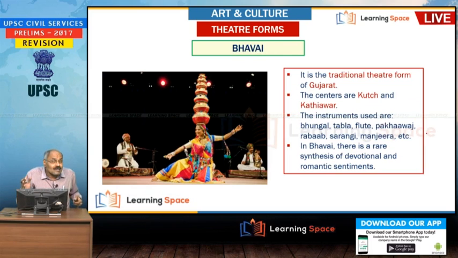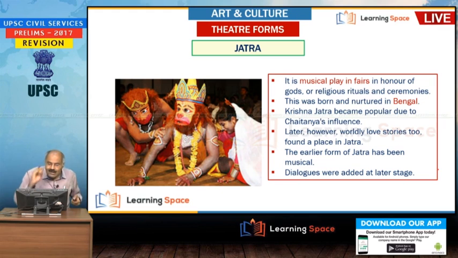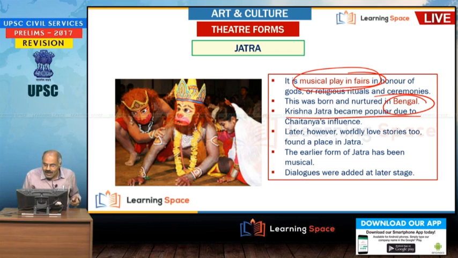Then Bhavai, when someone is talking about this Bhavai theatre, this is the traditional theatre from Gujarat. The centers are Kutch region and Kathiawar region, and here in Bhavai there is a rare synthesis of devotional and romantic sentiments. Jatra, it is the musical play in fairs, basically born and nurtured in the Bengal region, and here Krishna Jatra became popular due to Chaitanya's influence.